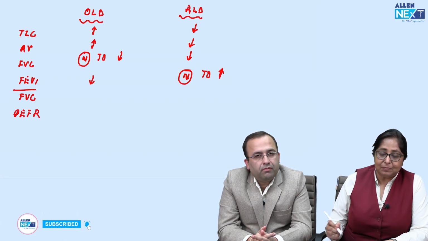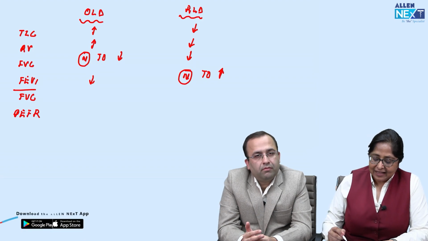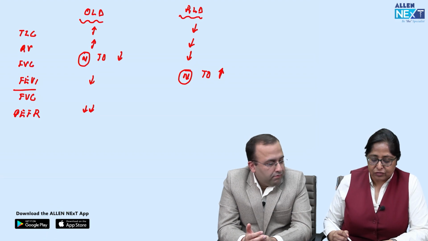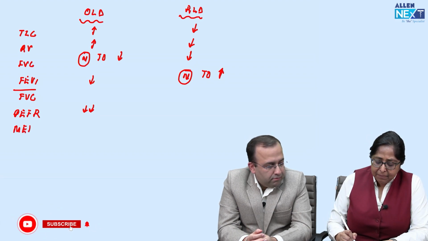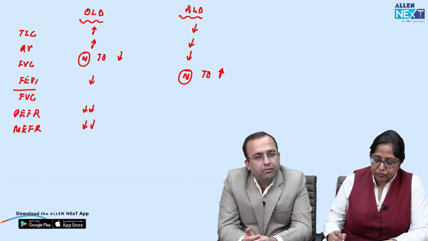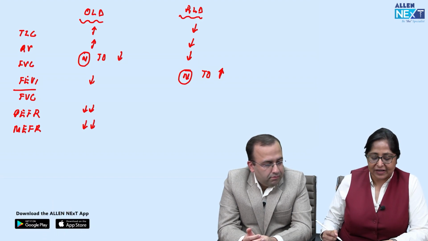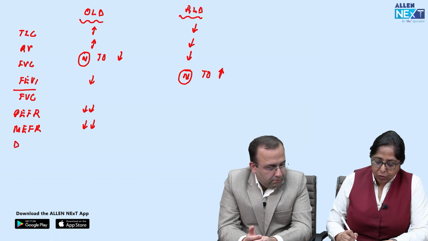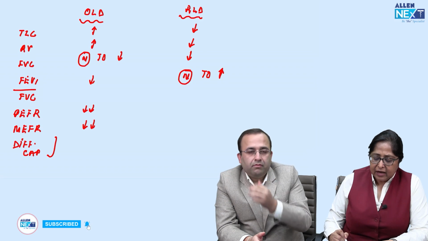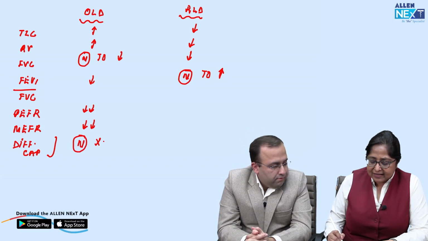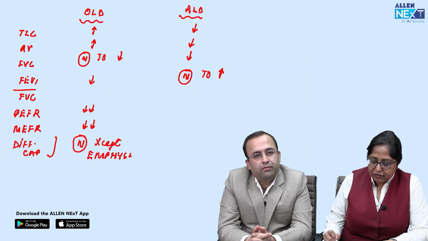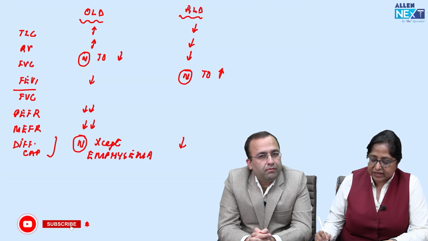PEFR, peak expiratory flow rate, this is reduced in obstructive, less affected in restrictive. MEFR, mid-expiratory flow rate, again reduced in obstructive, less affected in restrictive lung disease. And what about diffusing capacity? Diffusing capacity is normal in obstructive except in emphysema. And this is definitely reduced in the restrictive lung disease.